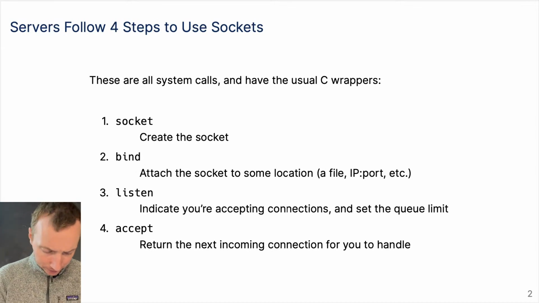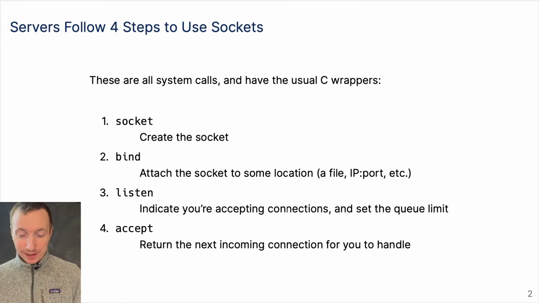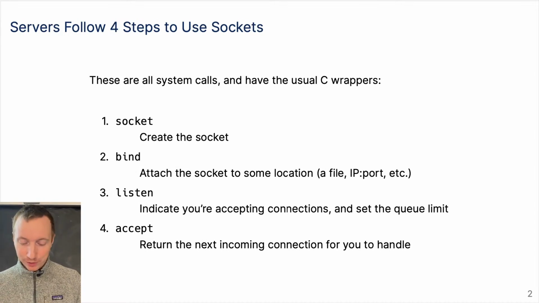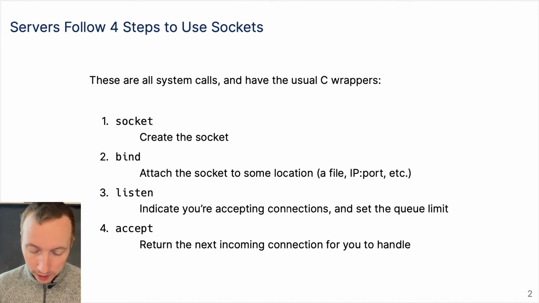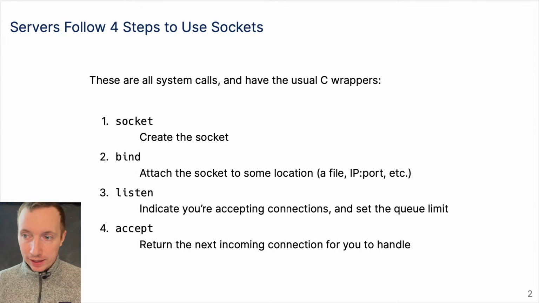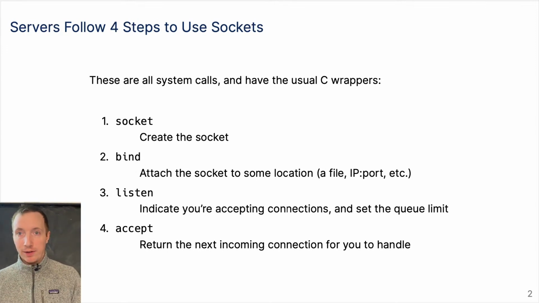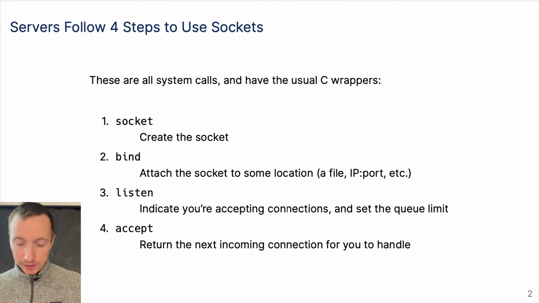And then the third step, which is kind of explicit, is listen. You have to indicate you're actually accepting connections. If someone tries to use that socket to connect to you, you are accepting a connection and you let the kernel go ahead and make that connection for you. As part of it, you can set a queue limit, how many connections are allowed to sit there and wait for you to finally listen to them.